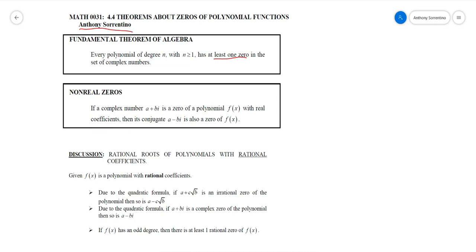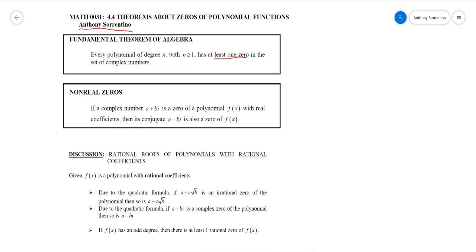So basically, the fundamental theorem of algebra boils down to the degree of the polynomial dictating how many zeros that polynomial has, and you need to account for that many. If it's a fifth degree polynomial, I need to account for 5 zeros. If it's a seventh degree polynomial, I need to account for 7 zeros, and so forth and so on.